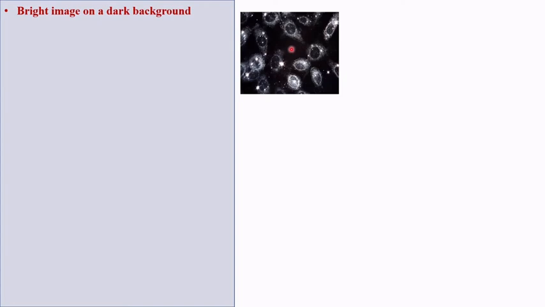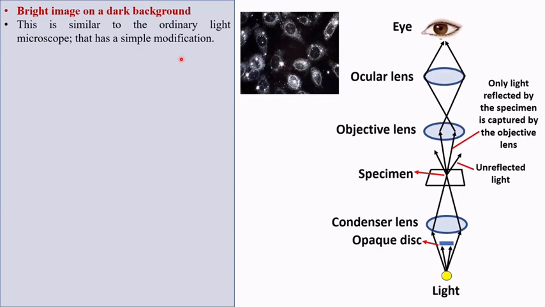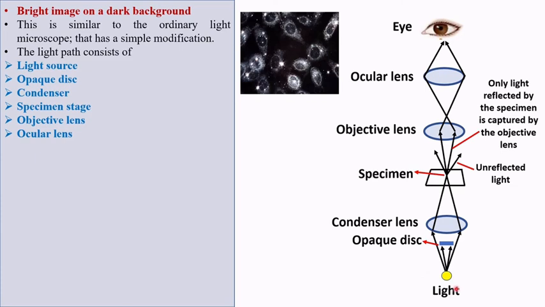The light path of a dark field microscope is similar to the ordinary light microscope that has a simple modification. The light path consists of light source, opaque disk, condenser lens, specimen, objective lens and ocular lens. So you can see that the opaque disk is an extra part here. It is not found in bright field microscope.